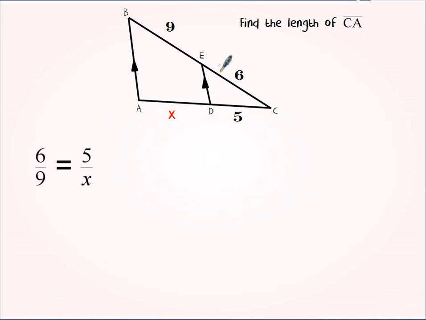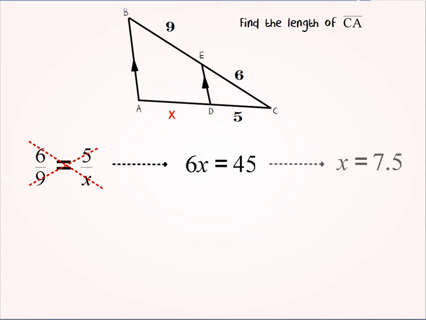And I'm going to set this up so that 6 over 9, or I could put 9 over 6. If I put 6 over 9, though, I need to put 5 over x. I could go the other way and say 9 over 6 equals x over 5, and that's absolutely correct as well. When I do cross products, I get 6x equals 45, and when I divide by 6, I find that x is 7.5.